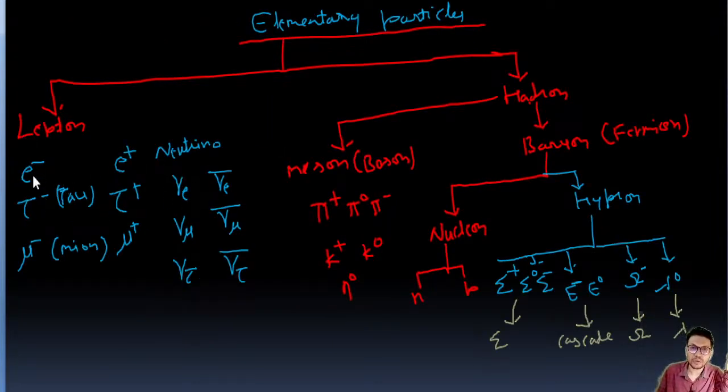If we are talking about electron, we write Le, that is lepton. If we are talking about muon, then we will write L mu. If you are talking about tau, then we'll write L tau. These are lepton numbers. And these are antiparticles.